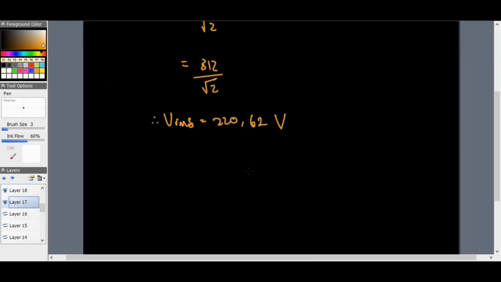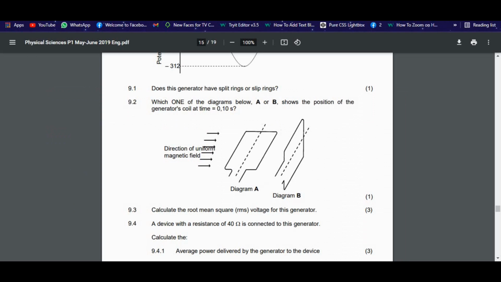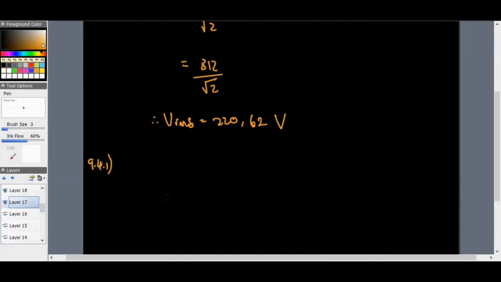Alright, that was a simple, straightforward one. Now we're going to go to 9.4.1. 9.4.1 asks for the average power. There is a 40 ohm device connected to the generator. Calculate the average power delivered by the generator to the device.